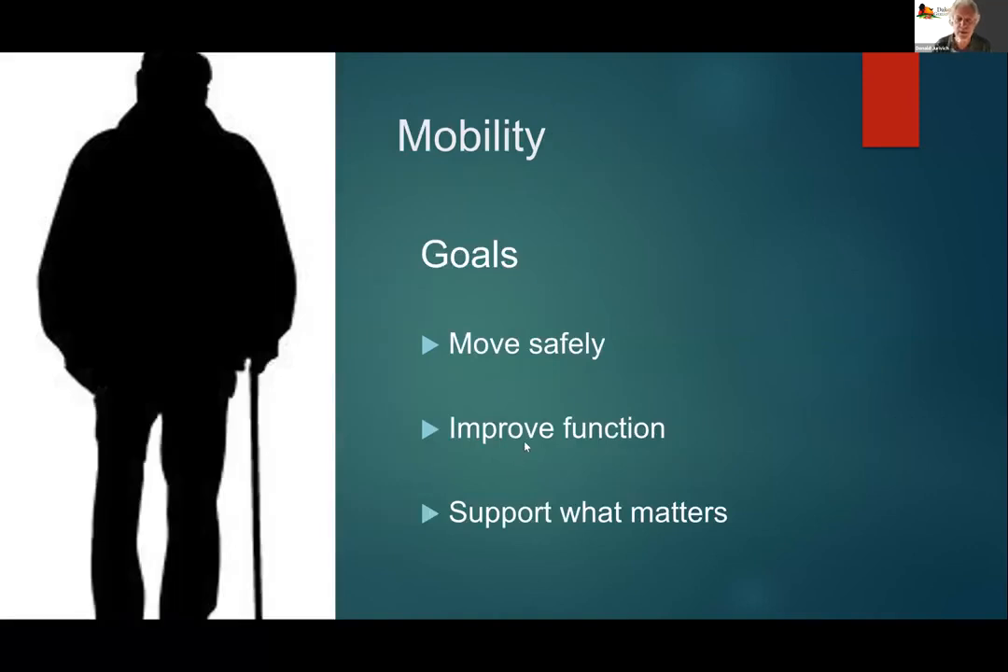In terms of mobility, we want people to move safely. We want to improve their function and, again, support what matters to them. So if their mobility is improved, we will have really accomplished a huge goal in maintaining that person's healthy lifespan.